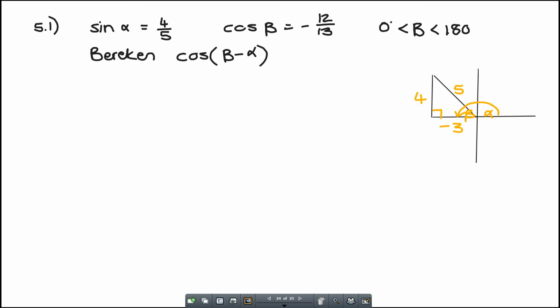Ek wil nou net gou gaan lees. Ekskuus, hou gou aan. 5.1. Gebruik gegewe verhoudings en diagramme op die kartesiese vlak. Bepaal eers die verhoudings van die enkelhoeke en bereken dan die verhoudings van die saamgestelde hoeke. Moenie 'n sakrekenaar gebruik om hoeke te bereken nie.